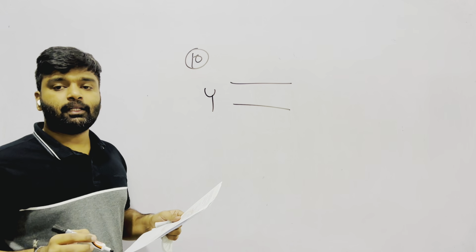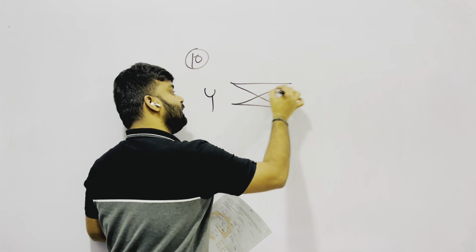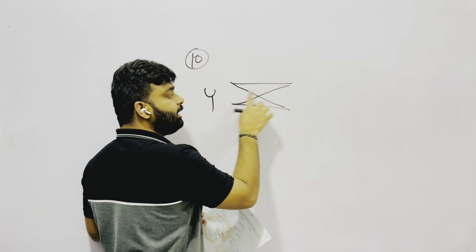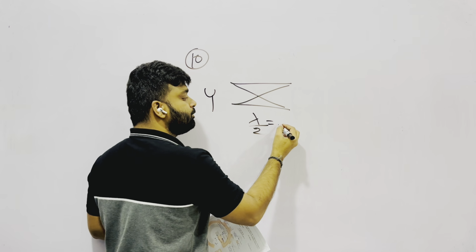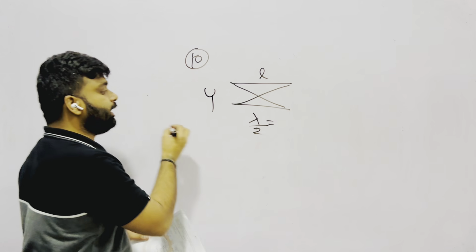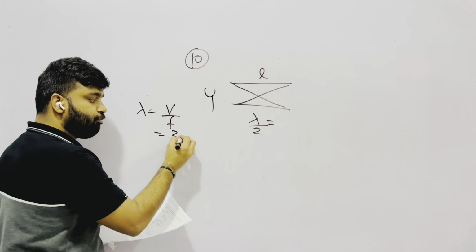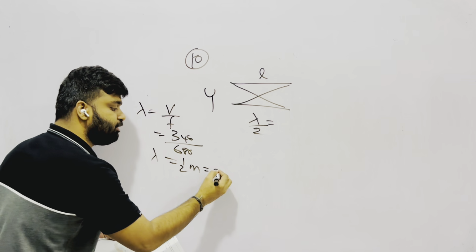Let's consider the fundamental mode of vibration. That means at the open ends, there will be an antinode. In the middle, there will be a node. Therefore, completely they form one loop. One loop is equal to lambda by 2. Then we can calculate the lambda from the equation V and F. V is 340, F is 680. Therefore, lambda is equal to half a meter, that means 500 mm.